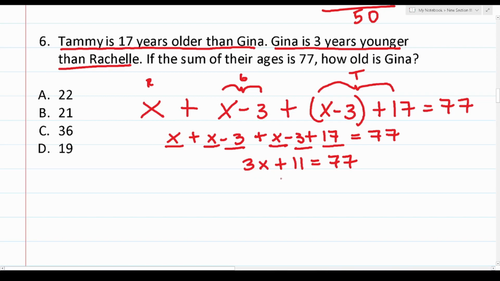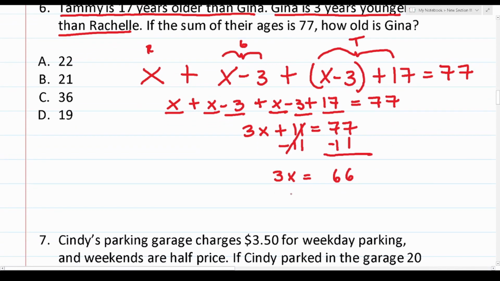So to get x by itself, I'm first going to subtract 11 from both sides. This will cross out here, leaving me with just 3x on this side. 77 minus 11 is pretty easy to do. 7 minus 1 is 6. Again, we're trying to get x by itself, so we're going to divide both sides by 3 as our next step. This is going to cross out and leave us with x equals 66 over 3, which is pretty easy to do mentally. 6 divided by 3 is 2.